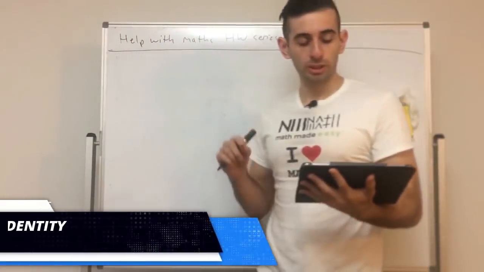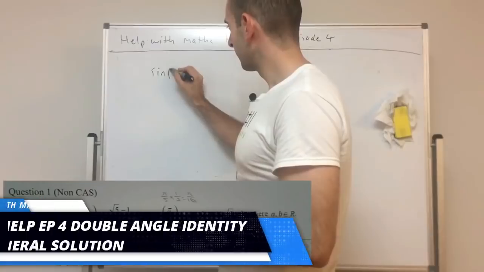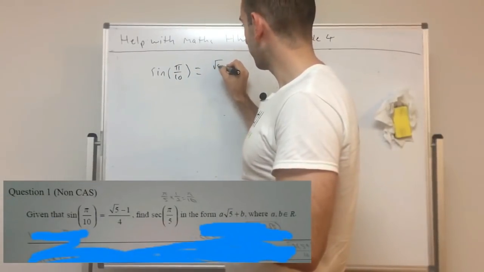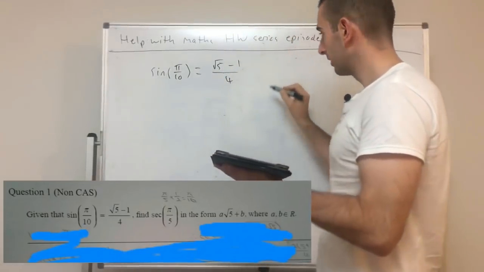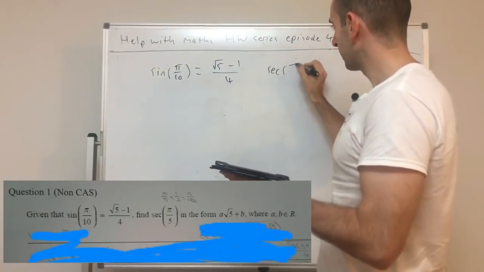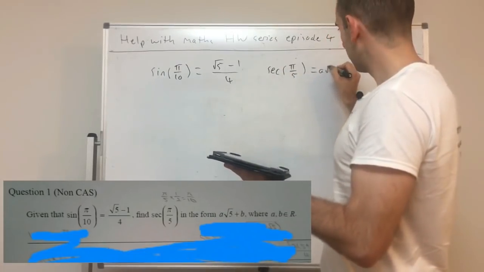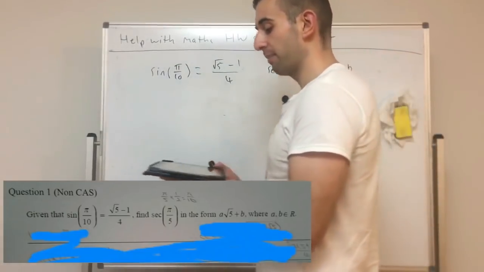Okay, so the first question. Given sine pi on 10 equals square root 5 minus 1 on 4, find sec pi on 5 in the form a root 5 plus b. And a and b are real numbers.